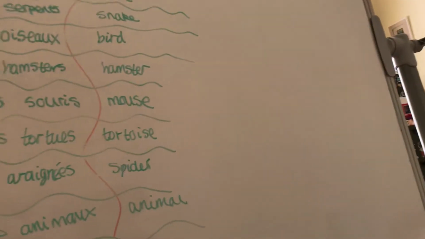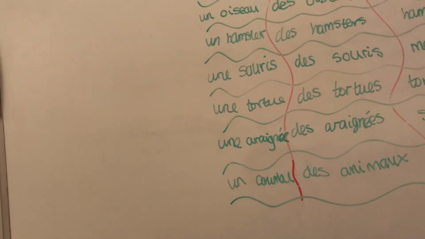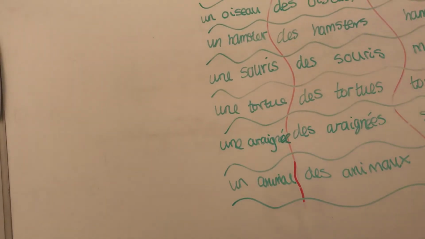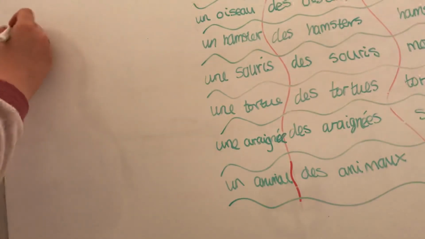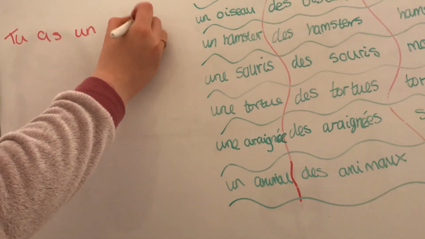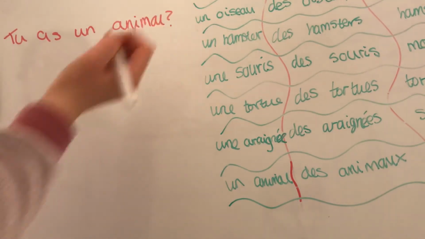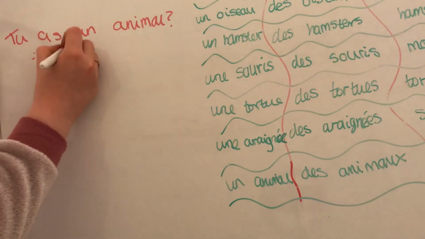I'm just going to move this over. Let's move it over here. Okay, so what I'm going to do is come down here. Do you have a pet? Tu as un animal? Okay, that translates as, do you have a pet?